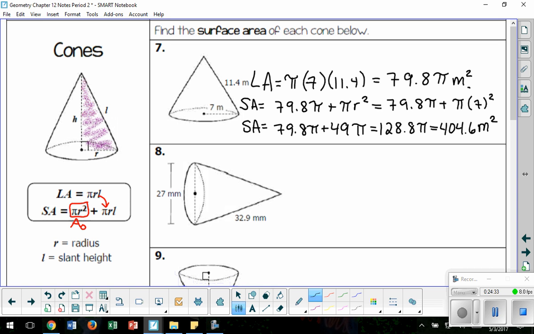Okay. For this one, we need the radius. If the diameter is 27, what's the radius? Okay, that's the radius. You guys can go from there.